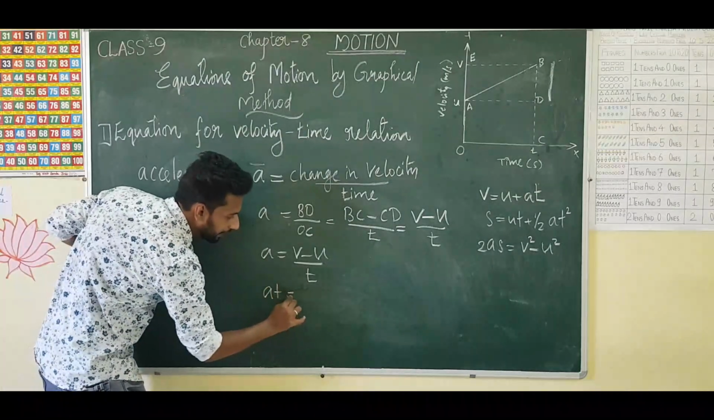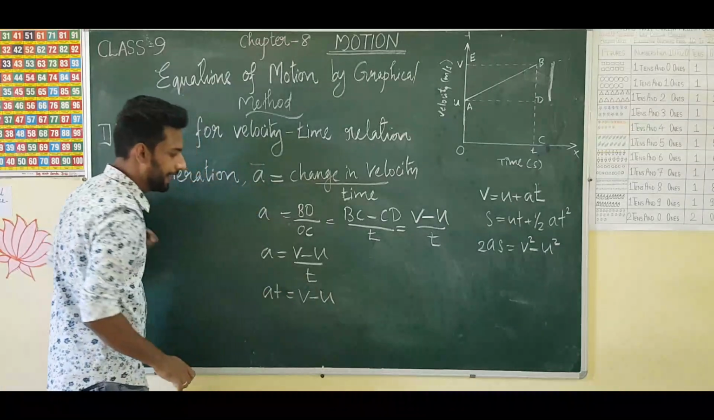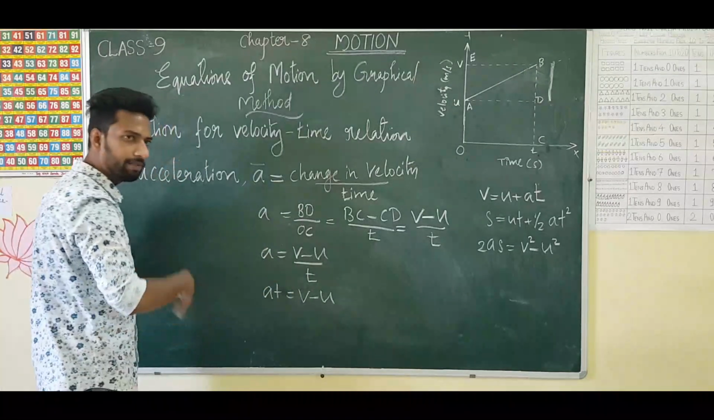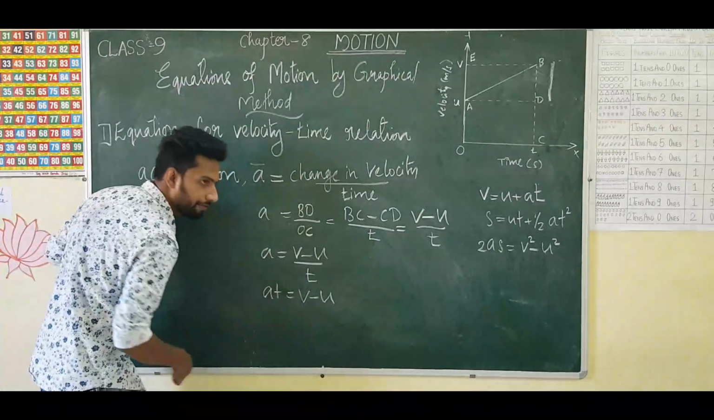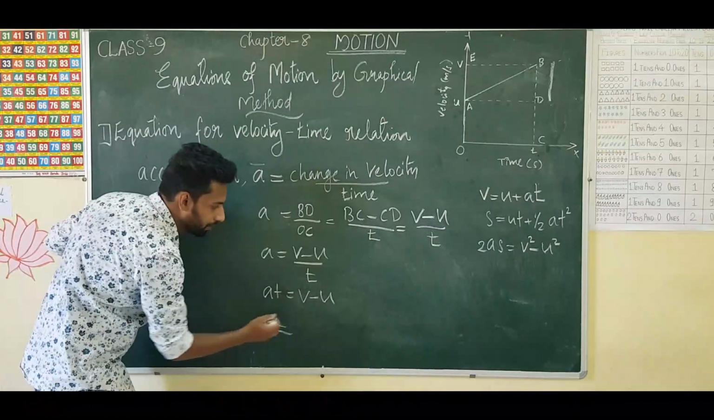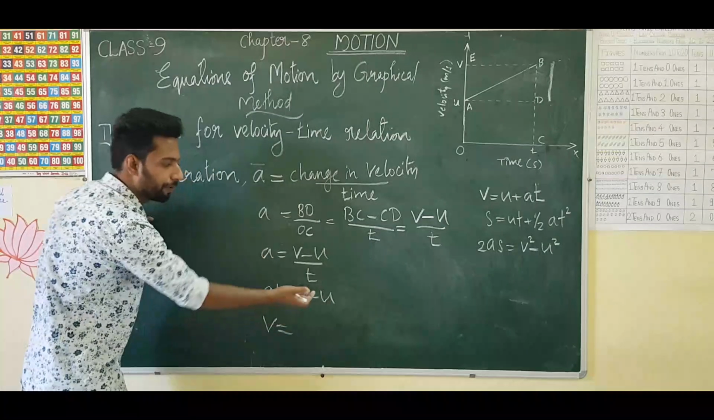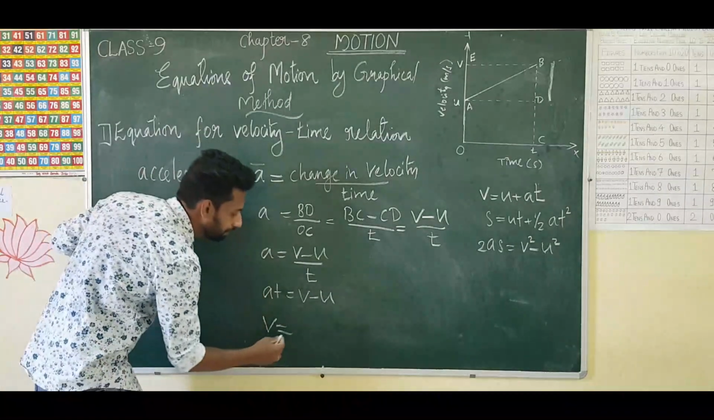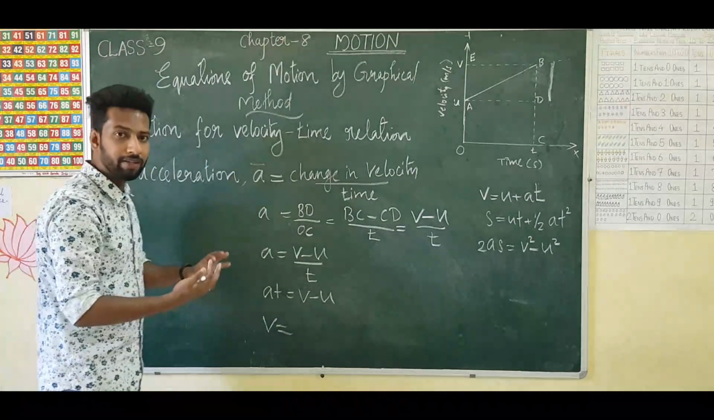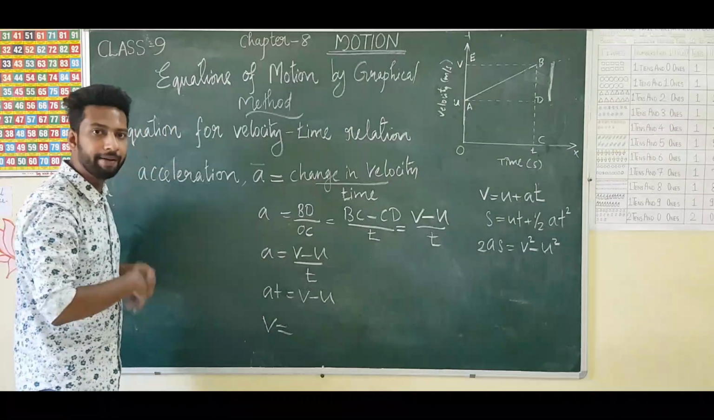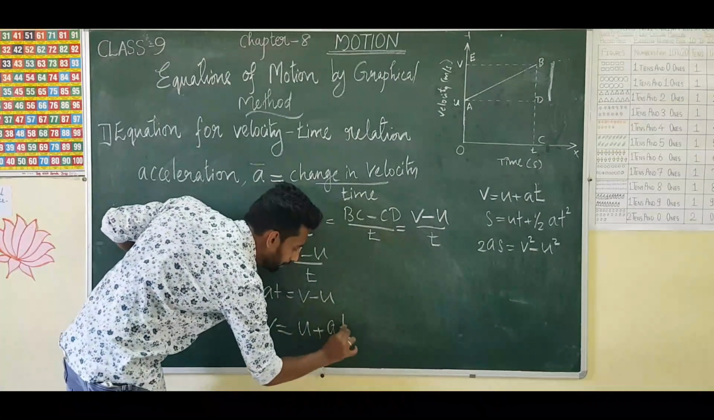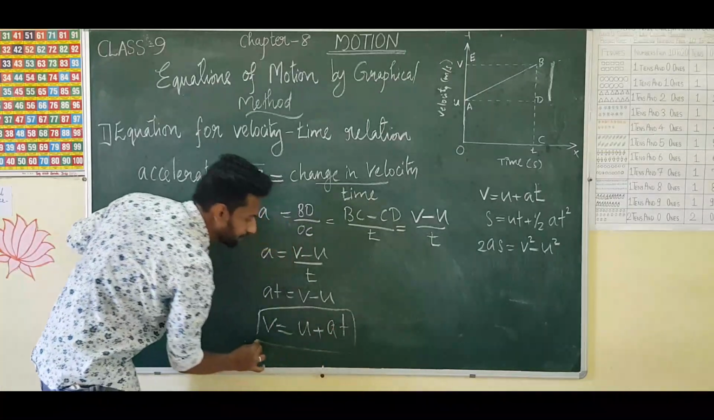A T equal to V minus U, isn't it? T can be taken to this side, so A into T equal to V minus U. Just rearrange the equation, we have to get the final velocity, V equal to. So I am taking V equal to, and we have to take this minus U from this side to the other side. So what is the equation? V equal to minus U plus AT. When we take minus U from one side to the other side, it will become positive. So V equal to U plus AT. So this is the first equation of motion.